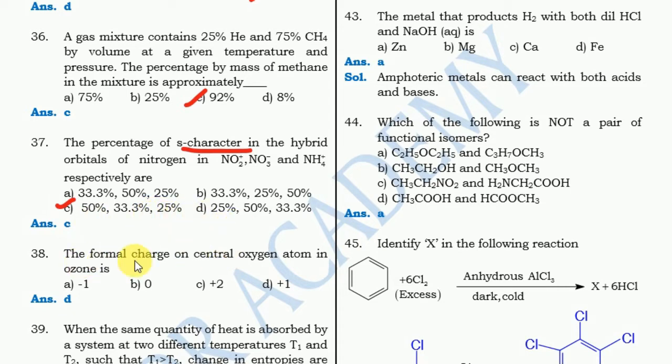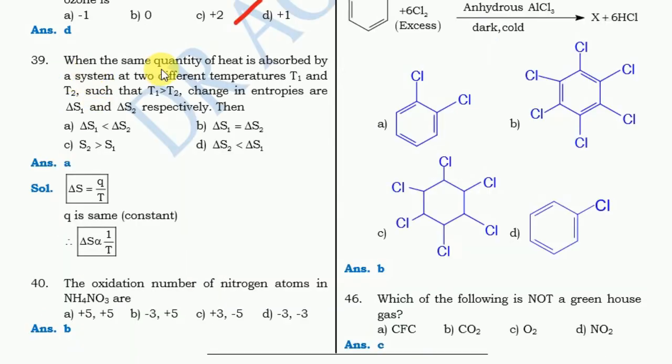Okay, next one: when the same quantity of heat is absorbed by a system at two different temperatures T1 and T2. For this question, the correct answer is option A. Okay, the next one: the oxidation numbers of nitrogen atoms in NH4NO3 are -3 and +5. Next question: a Lewis acid X reacts with... For this question, the correct answer is B2H6.